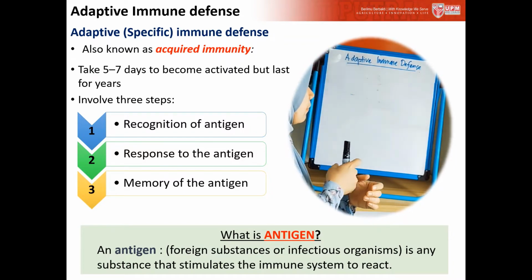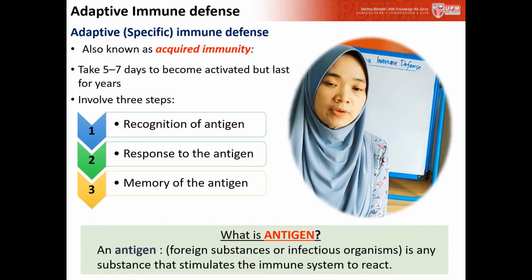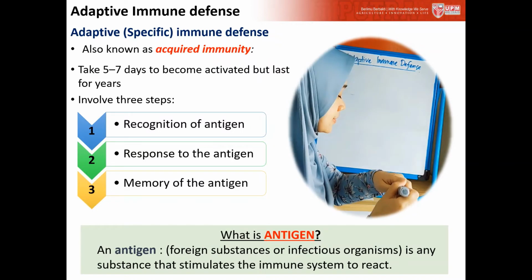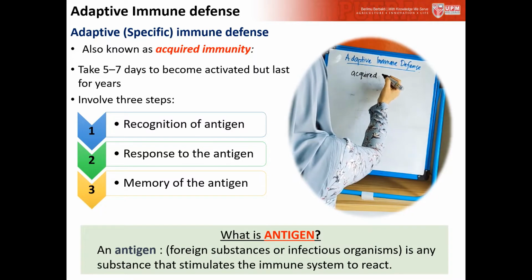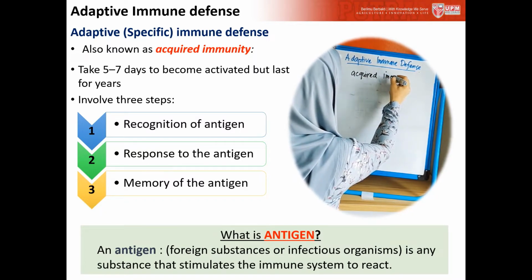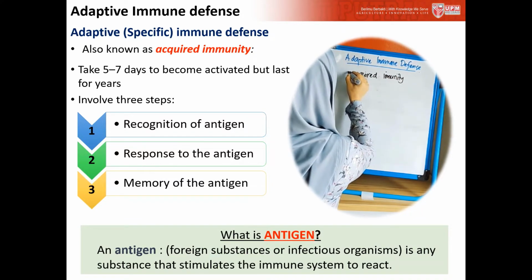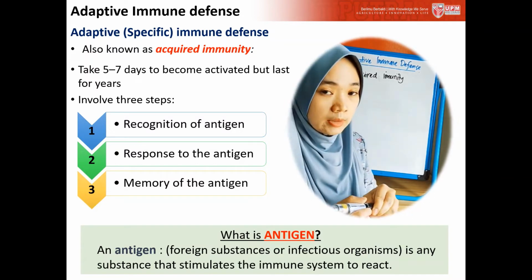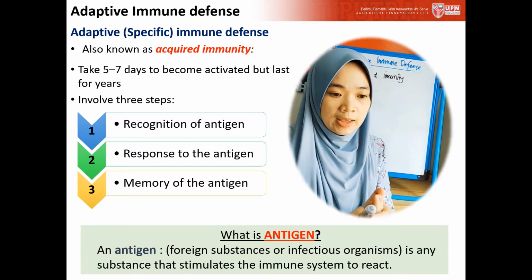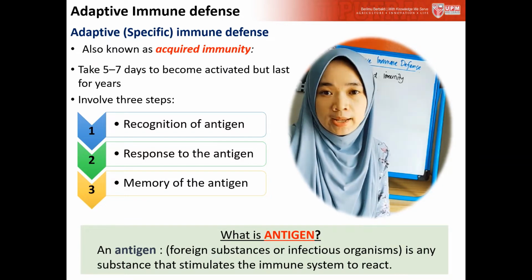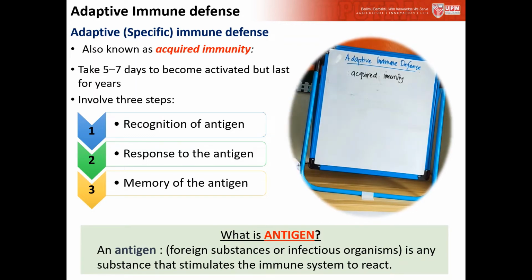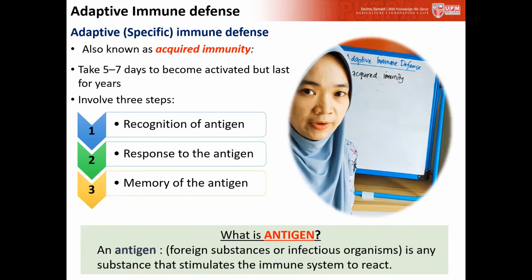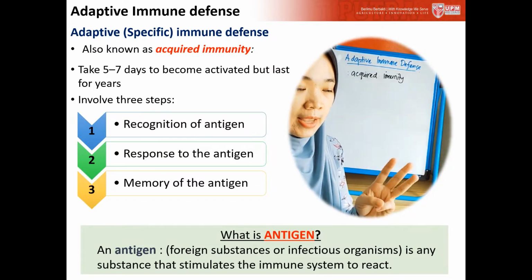Okay, adaptive immune defense, also known as acquired immunity. They have to recognize, they have to know who the pathogen is before they activate the mechanism. Okay, so this adaptive immune defense involves three steps.